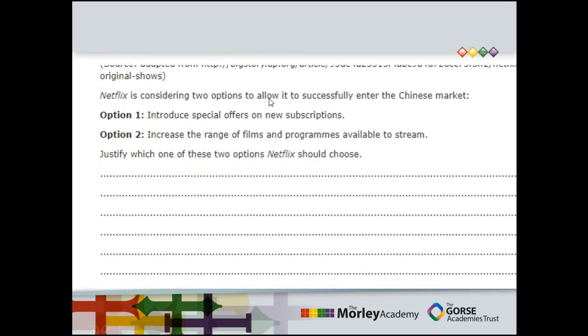So I think the next one as well that I picked out, this Netflix question. People, when we've done this in class, have talked about how new subscriptions would work. People have talked about how the range of films would work. However, the question isn't that. The question is, how would these work in allowing you to enter the Chinese market?